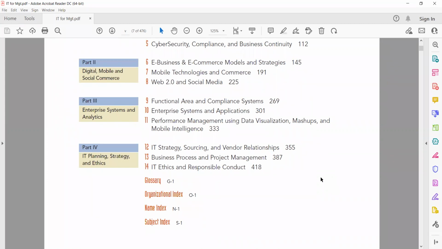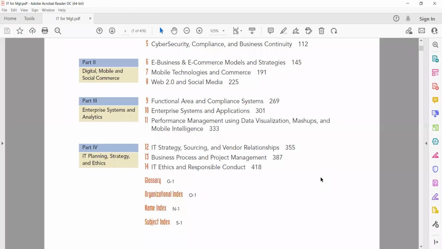Part 3, enterprise systems and analytics. It covers 3 chapters, functional areas and compliance systems. So functional area is important for us. Enterprise systems and applications are very much related with our subject, so you must read this. Chapter 11 is not exactly related.